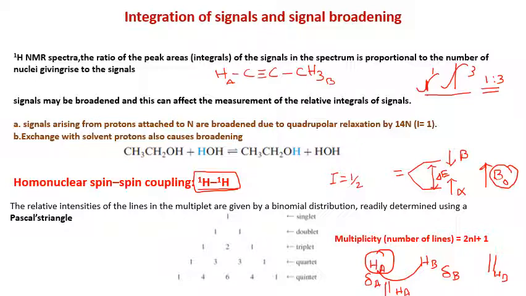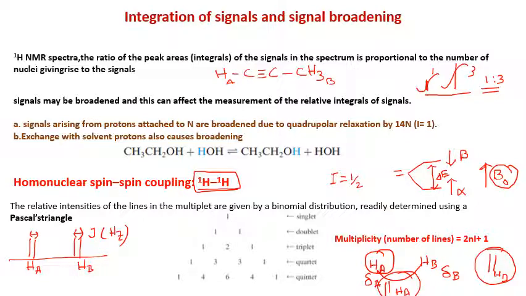So therefore in the NMR spectrum you will get two doublets, one corresponding to HB and one corresponding to HA. For example, this is for HA, this is for HB. The separation between the two lines of a doublet is very important. This separation is called the coupling constant J, and it is measured in Hertz.